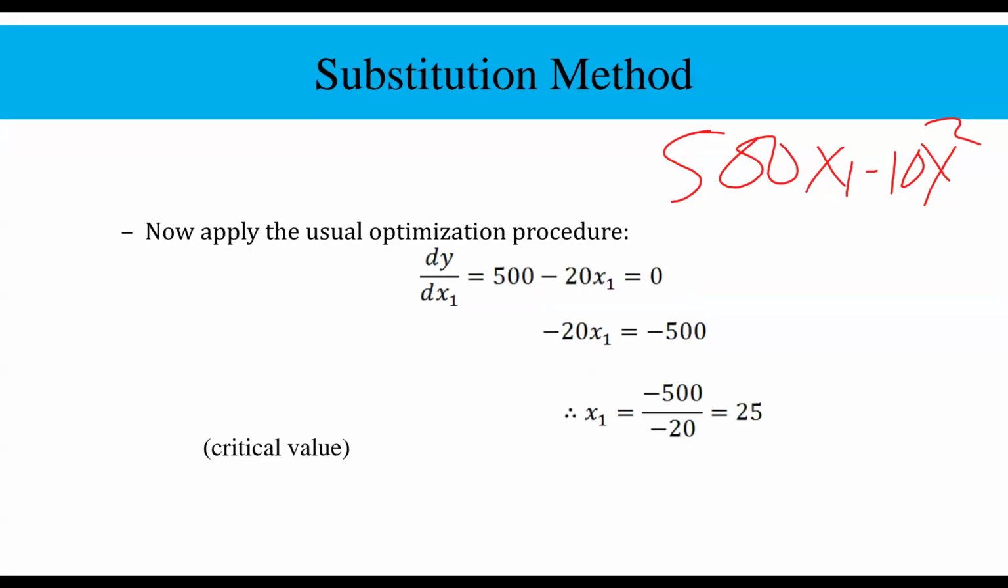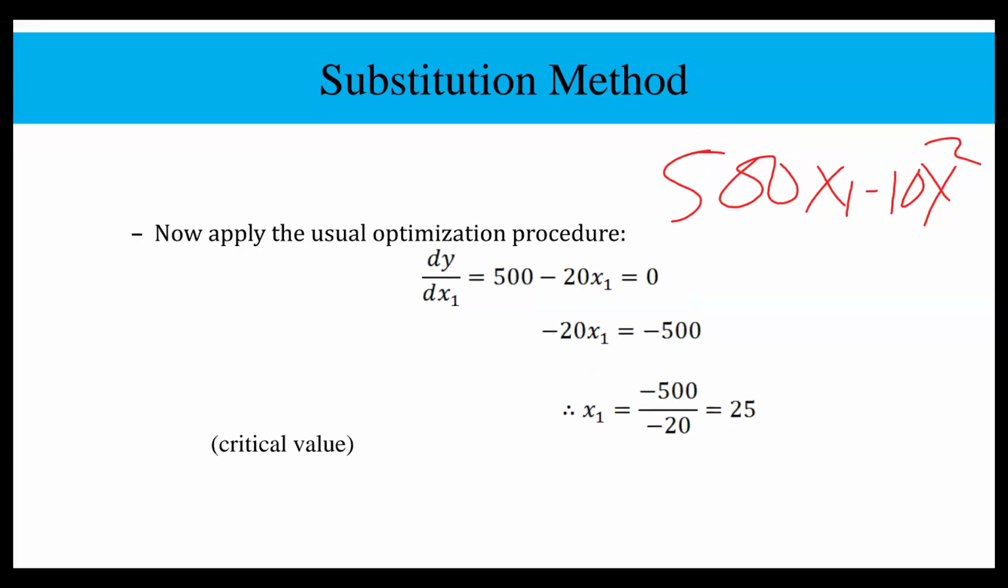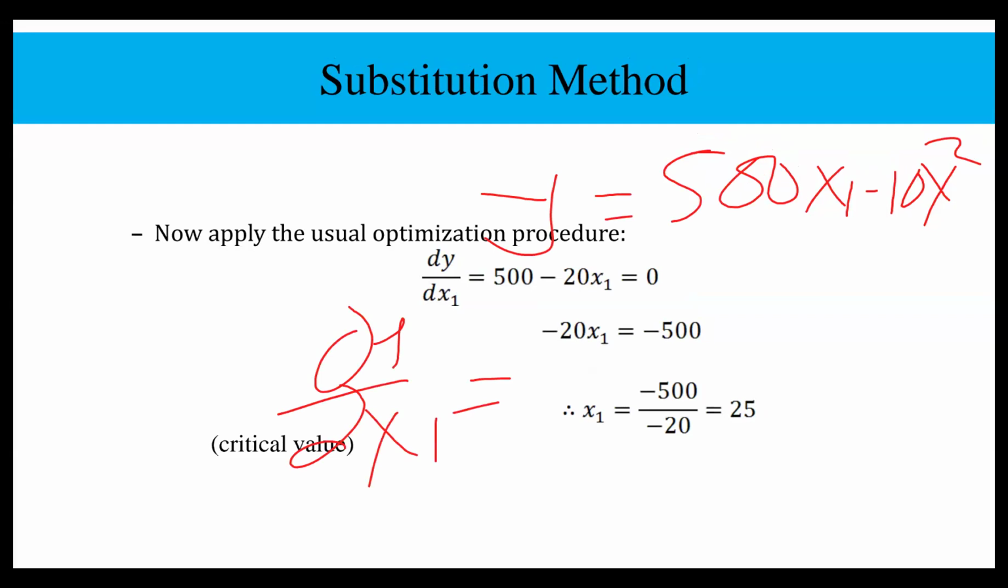So what are we going to do then? You differentiate this particular function with respect to x1. We have reduced the function; let's call it function y. We differentiate it with respect to x1, so that will be dy over dx1, and set the derivative equal to 0. When you differentiate that, you shall have 500 minus 20x1. That's the derivative.